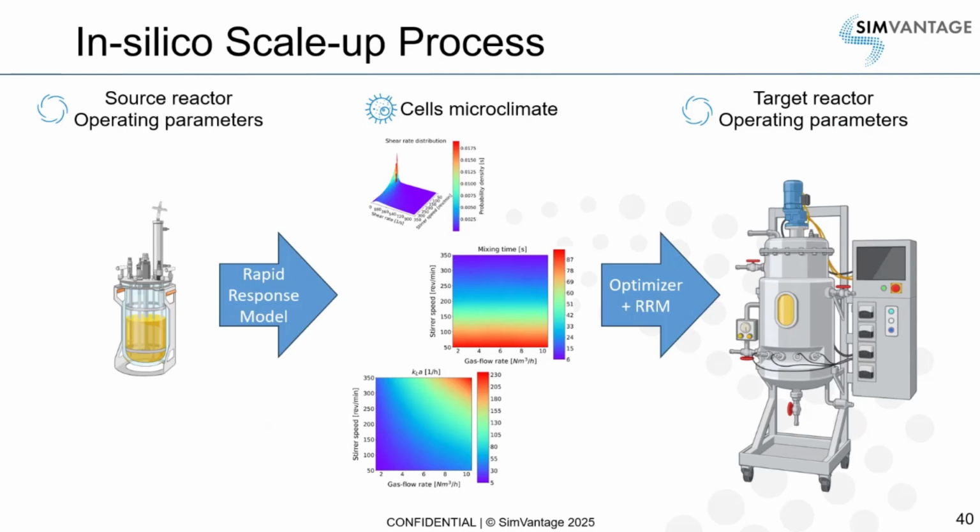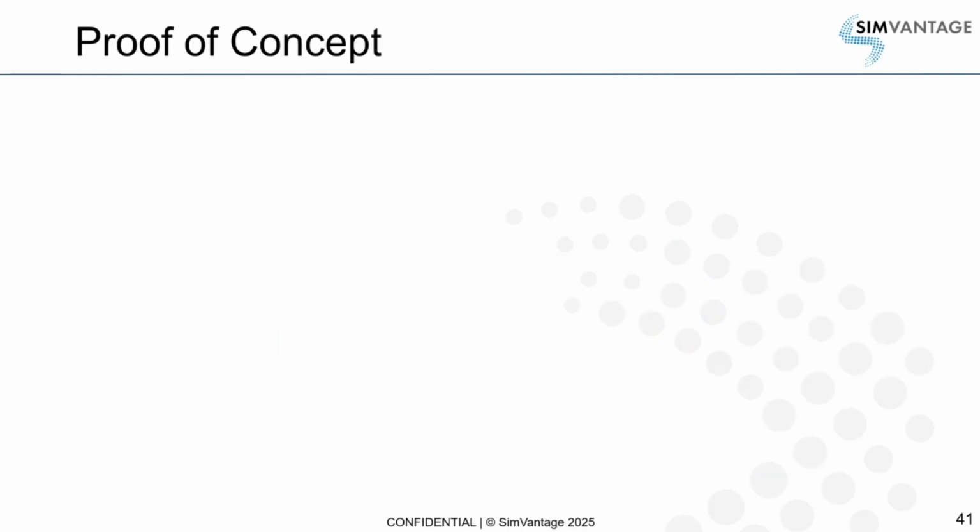And that then leads you to this in silico scale-up process, where you have your SUS reactor with the operating parameters, and with a rapid response model you can convert these operating parameters to the cell's microclimate. Then you can use an optimizer which finds the same cell microclimate in your target reactor, also with a rapid response model, and then you get the operating parameters of your target reactor.